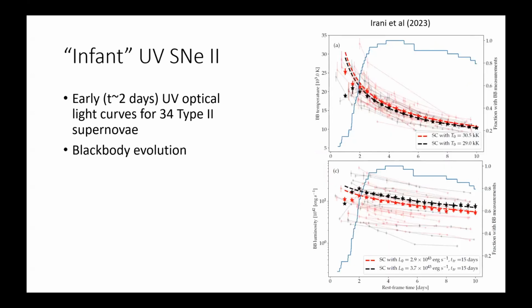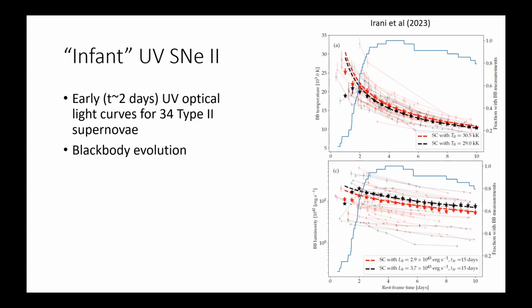So why do we need these UV light curves? We want to basically measure this temperature evolution. We want to see this cooling that I was talking about before. And to do this, we need to measure very hot temperatures where most of the light is emitted in the UV. So this is why we have to have early UV.